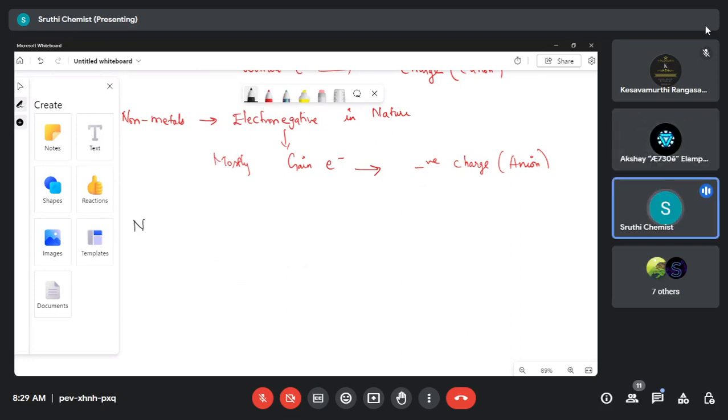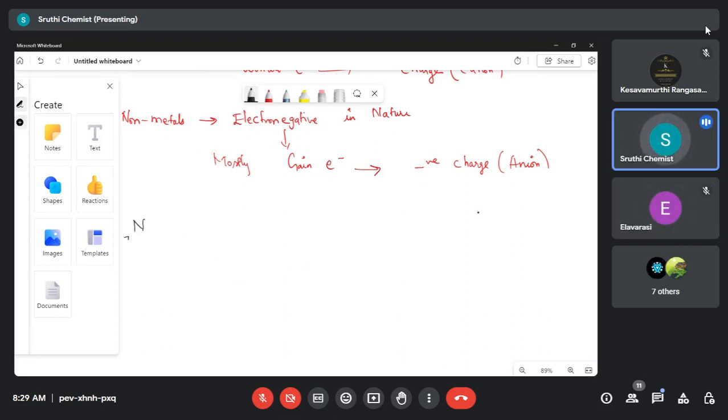7, ma'am. Very good. The atomic number of nitrogen is 7. Let's write the electronic configuration. What is the maximum number of electrons in the first shell? 2. Very good. And the second shell has 5.